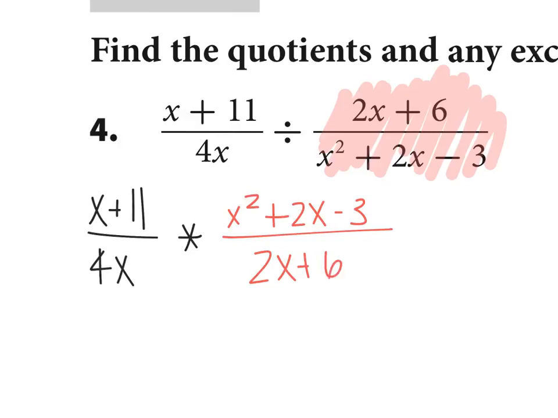And we like multiplication problems. Well, as much as we can like math problems, we like those. They're easy. What do we do now? We can factor out the 2 in the denominator. Can I factor anything in the x plus 11 over 4x? No. So we're going to leave that alone.